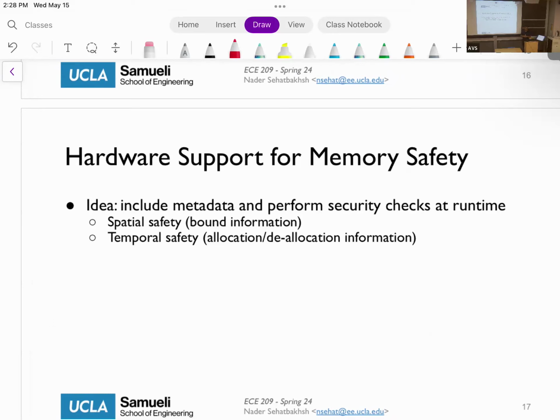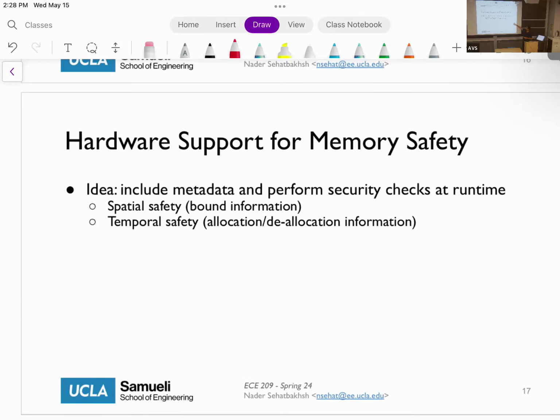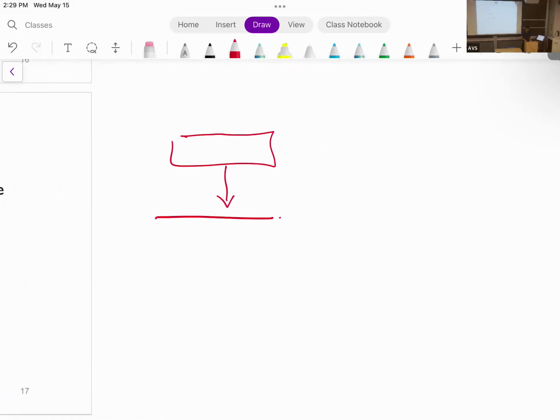So the main thing that people usually do is include some metadata and perform security checks at runtime. When it comes to hardware, you can do this as the system executes. The nice thing about a hardware solution is that you don't necessarily need to eliminate the source of these attacks, but as they try to do some form of corruption, you catch them and then prevent it from happening.